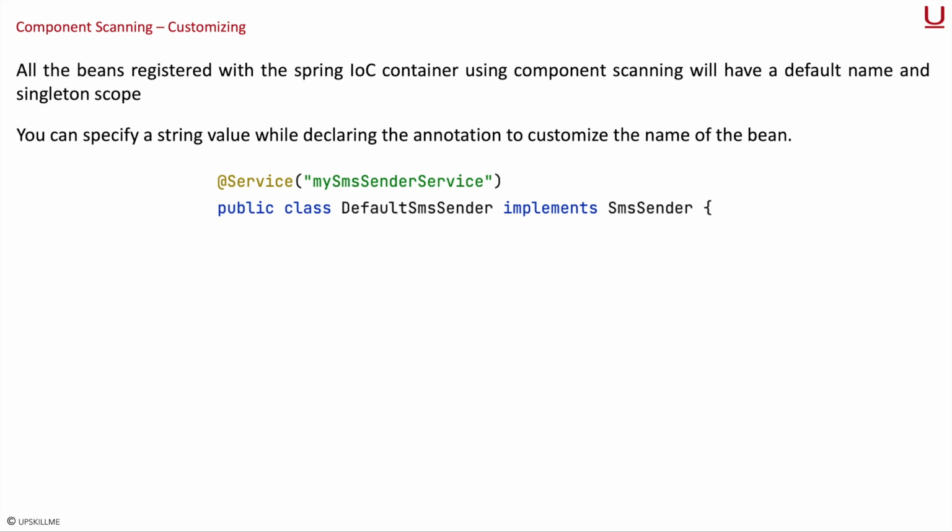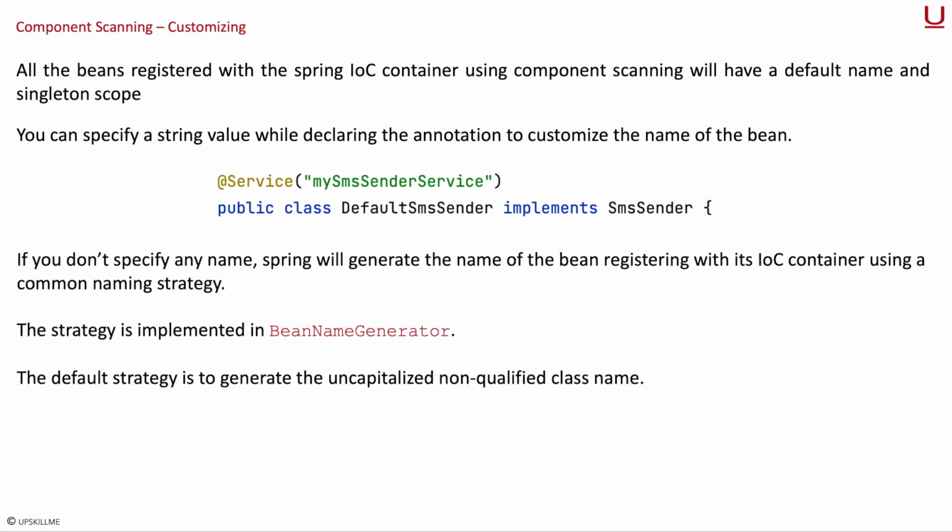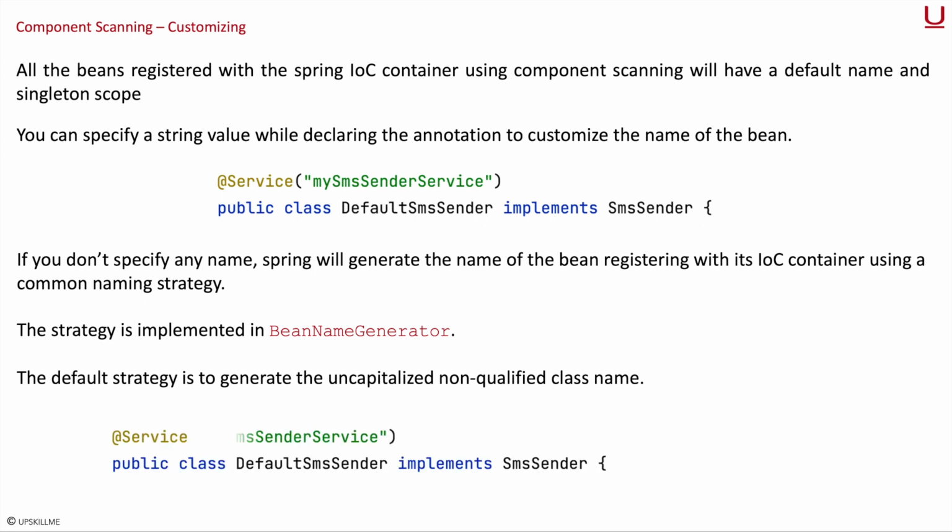If you don't specify any name, Spring will generate the name using a common naming strategy. This strategy is implemented in bean name generator. The default strategy is to generate the uncapitalized non-qualified class name. For example, the name generated for this component would be defaultSMSSender, with a small case d.